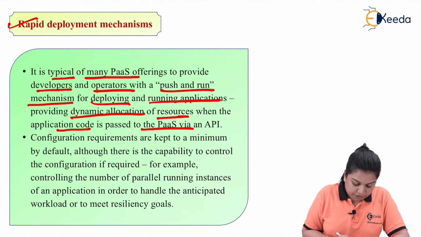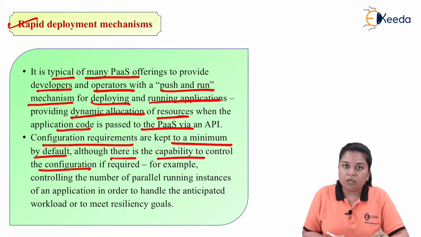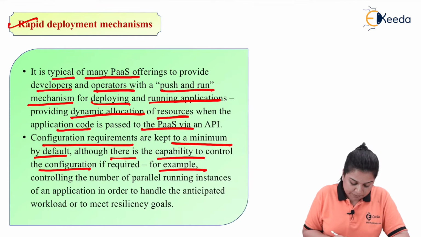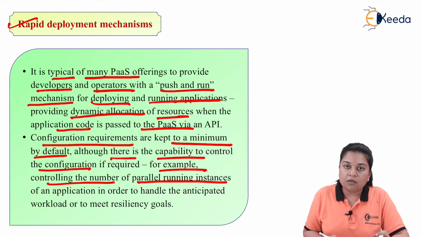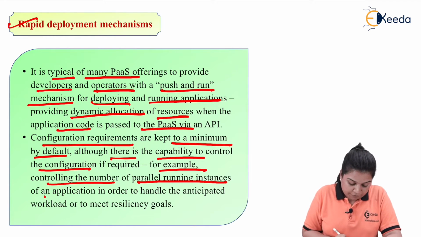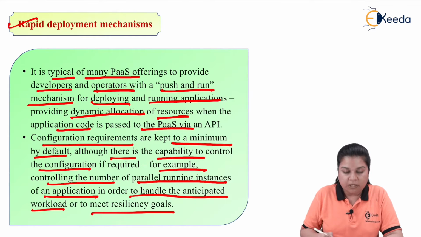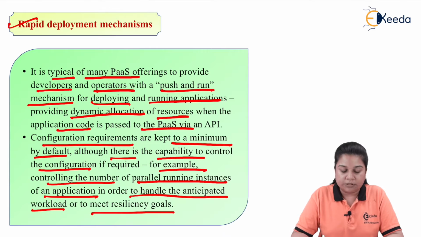Then, configuration requirements are kept to a minimum by default, although there is the capability to control the configuration if required. For example, controlling the number of parallel running instances, which we also call horizontal scalability of an application, in order to handle the anticipated workload or to meet resiliency goals.